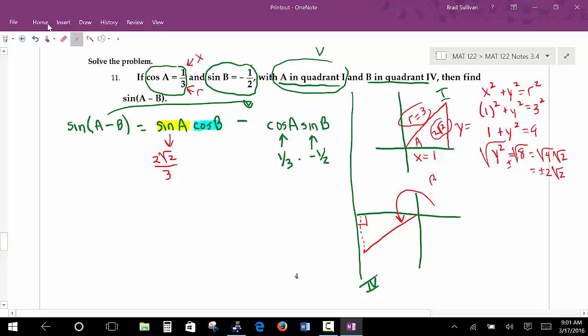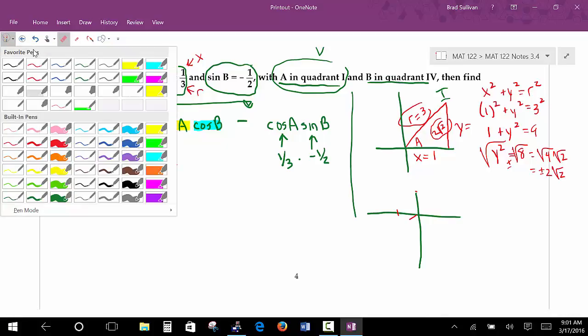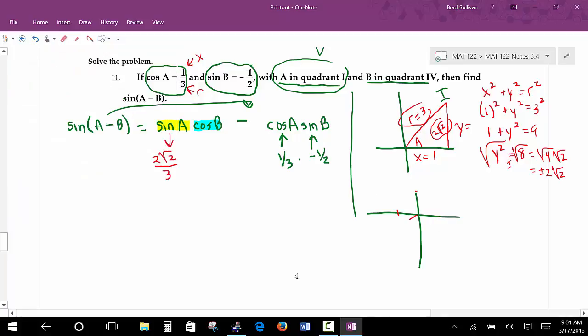Hold on. You know what in the world am I doing here? Okay, look at me. Gosh, I need a spring break. Where is quadrant 4? Help your teacher out. Gosh. Okay, so we're down here.